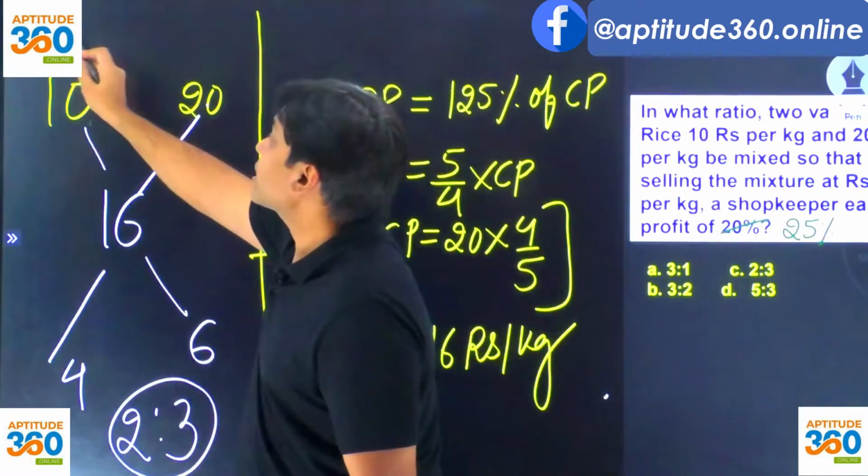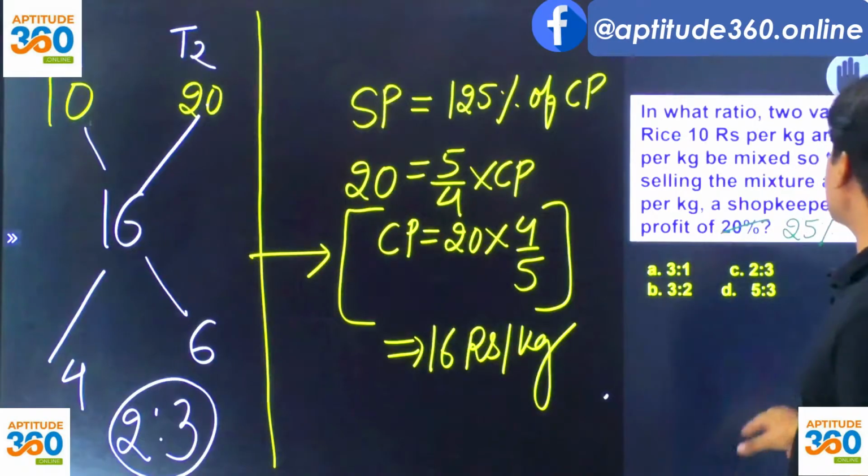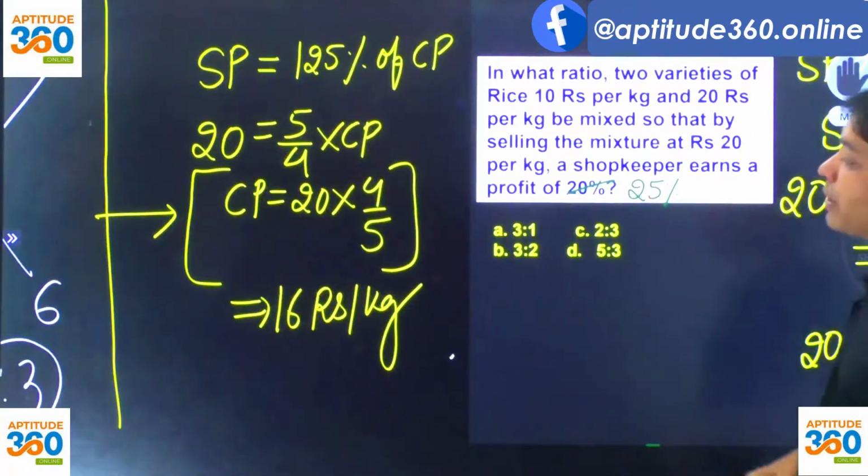So this is what is type 1 and this is type 2. So what is your problem out here? The problem is in what ratio should they be mixed? They should be mixed in 2:3 ratio.